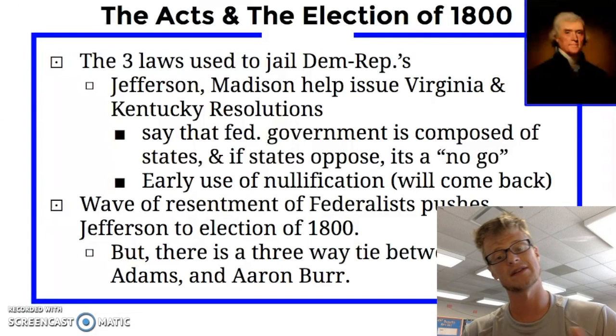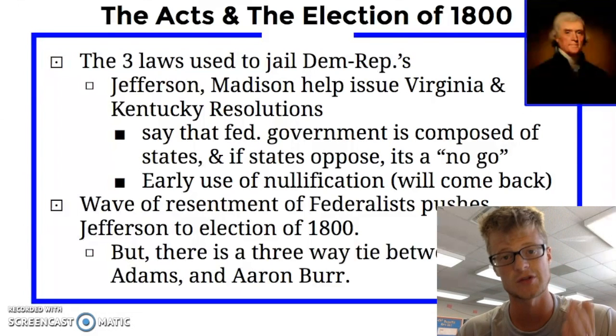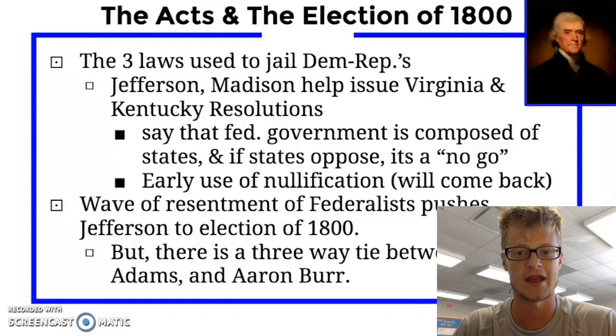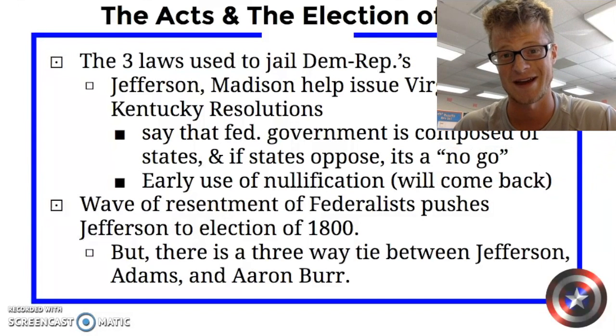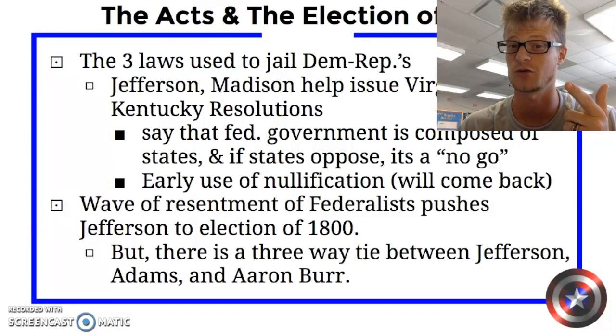So by the time 1800 rolls around, after the first term of President John Adams, there's an election. But something happens in this election, and that'll bring us to the cliffhanger for the end of this lesson. There's a three-way tie between Thomas Jefferson with 73 electoral votes, John Adams with 65 electoral votes, and Aaron Burr with 73 electoral votes. You might recognize Mr. Burr, as he is the guy who will eventually kill Hamilton.